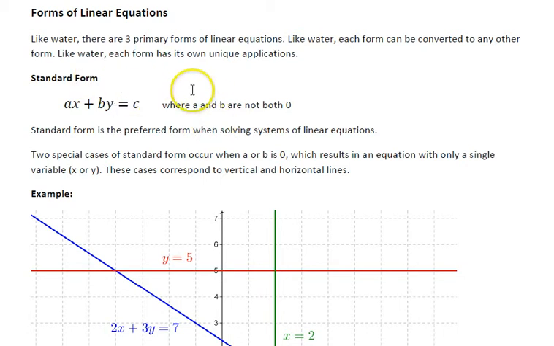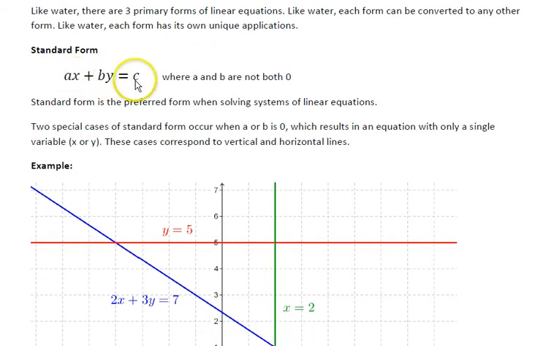The first form we're going to look at is standard form: ax plus by equals c, where a and b are not both 0. A could be 0 but not b, or b could be 0 and not a. The variables here are x and y because we're looking at solutions as ordered pairs of x and y's, which are points. And all the solutions will make up a line. There'll be points all aligned in a line. The a, b, and c are placeholders for numbers.